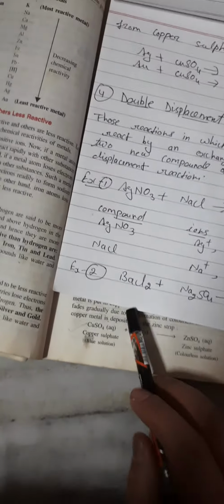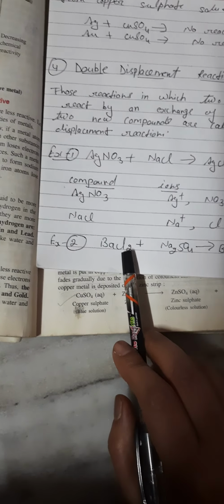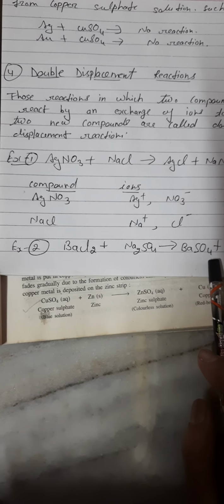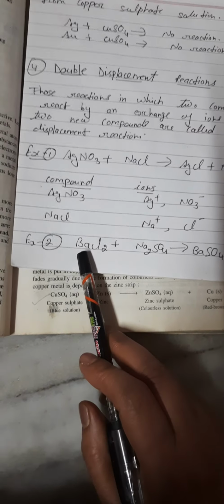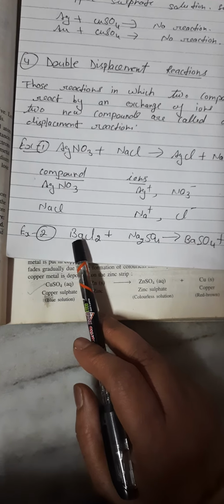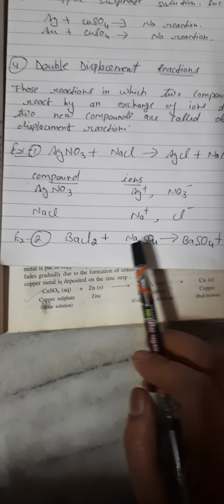Now the second example is barium. When barium chloride reacts with sodium sulfate, it forms barium sulfate and sodium chloride. Here Ba combined with the sulfate forms barium sulfate, and the sodium combined with the chlorine forms sodium chloride.